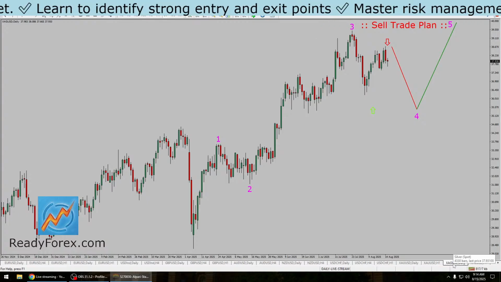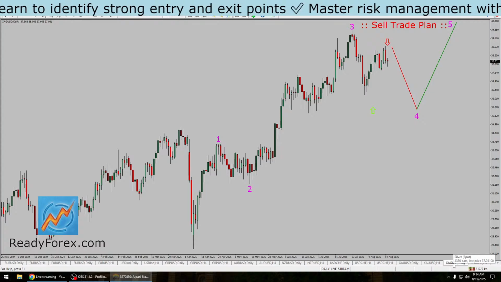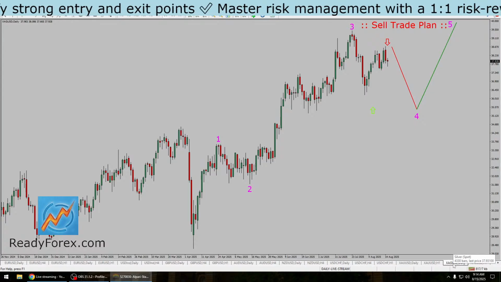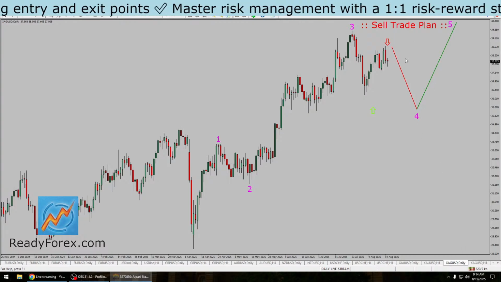Next one is the XAGUSD pair. Now if spot gold is going down, the chances are high that you are going to get a weakness in price action of XAGUSD pair, the spot silver. So spot silver is probably going to drop.